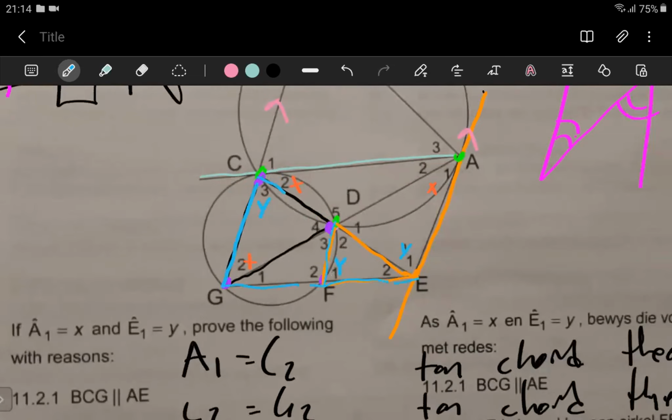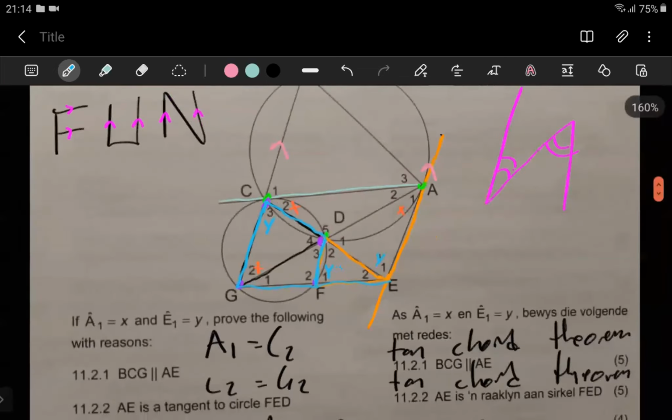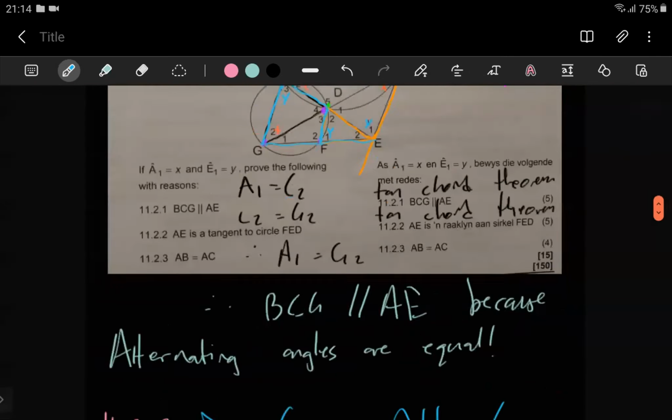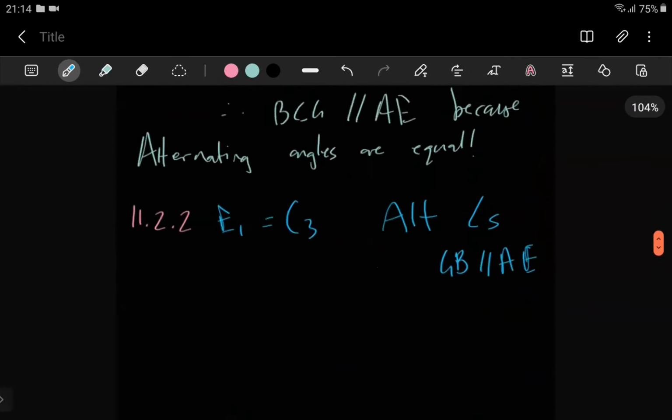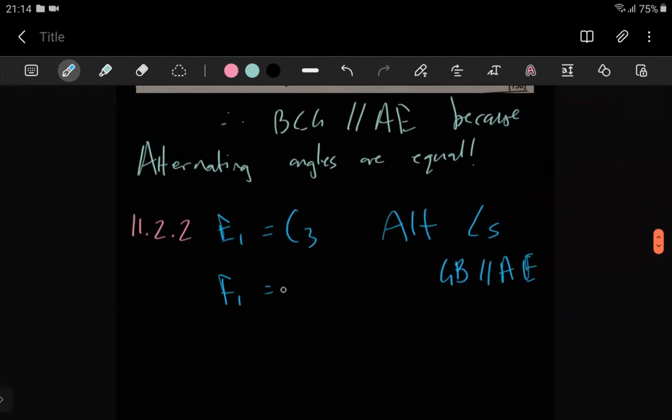Exterior angle of a cyclic quad. Yes, an exterior angle of a cyclic quad is equal to the opposite interior one. Because you see, F1 is an exterior angle of this blue cyclic quad. That's why F1 is also equal to C3. You see, F1 is equal to C3.